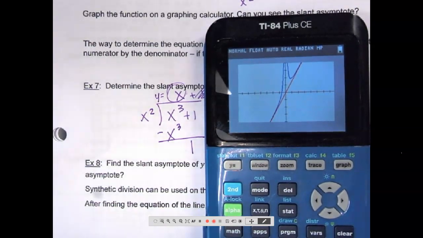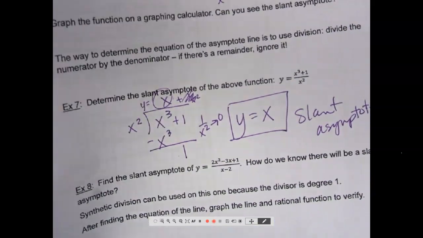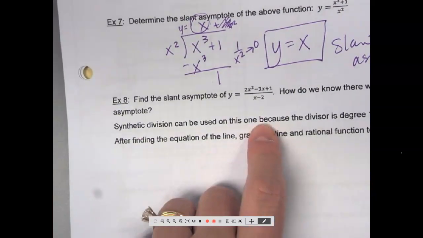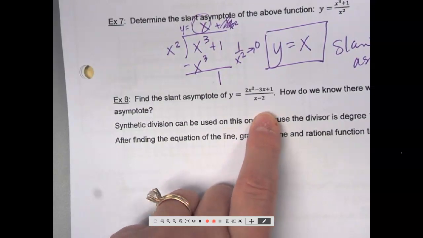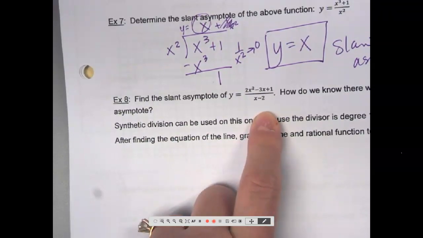All right, so we can have vertical asymptotes, horizontal asymptotes, slant asymptotes, and we can have holes in the graph. Who knew? So cool. Okay, find a slant asymptote of this. How do we know there will be one? Degree up top is exactly 1 higher than degree on the bottom. Could I use synthetic on this one? I could on this one. Do we want to? Yes.